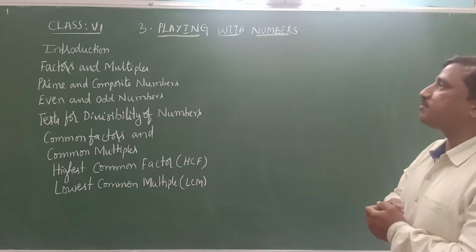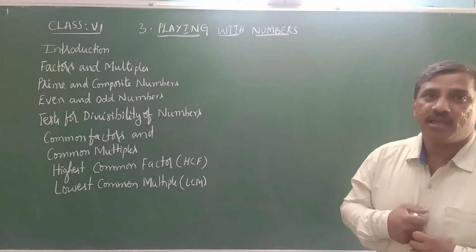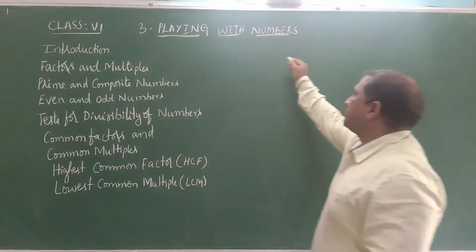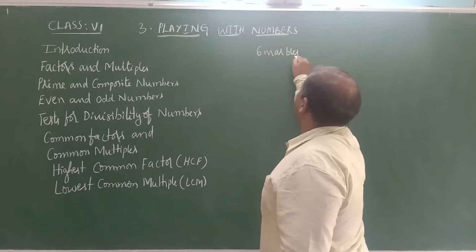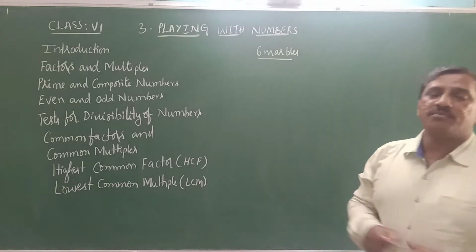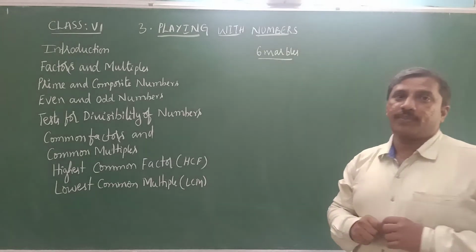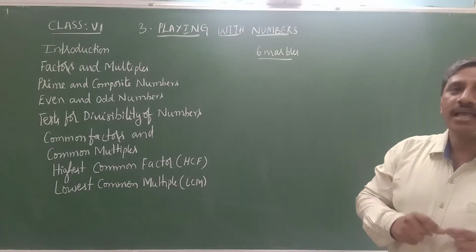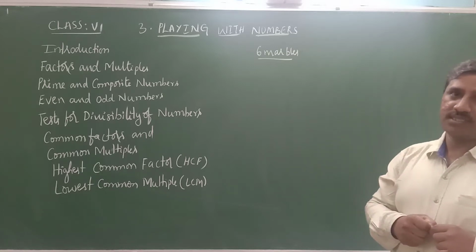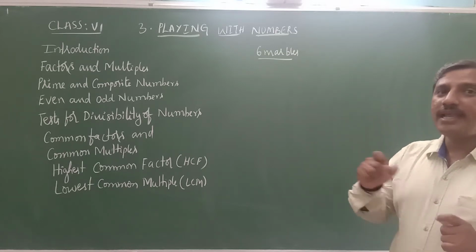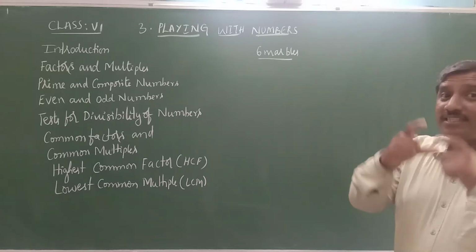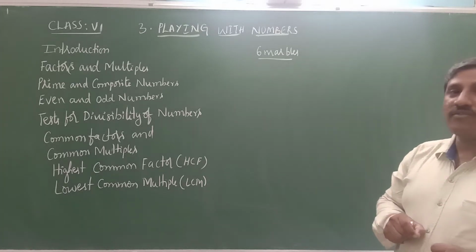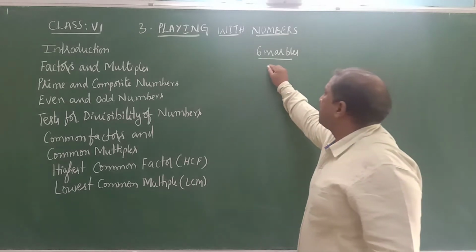So there is a person called Ramesh. He has 6 marbles. How many marbles? 6 marbles are there. So he wants to arrange these marbles in rows, and each row has the same number of marbles. So first he arranged 6 rows, and each row is having only 1 marble like this.